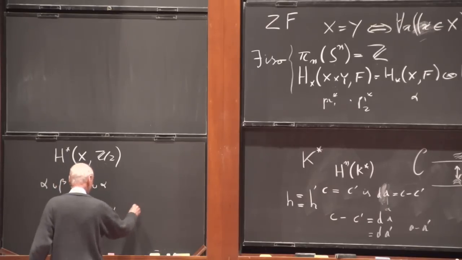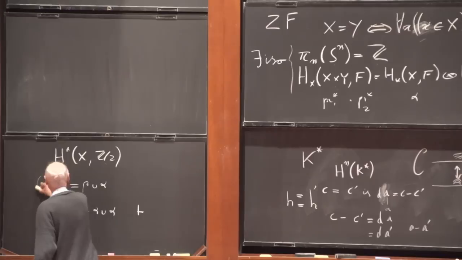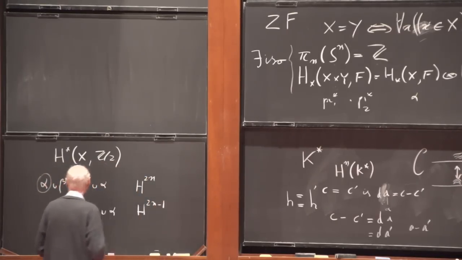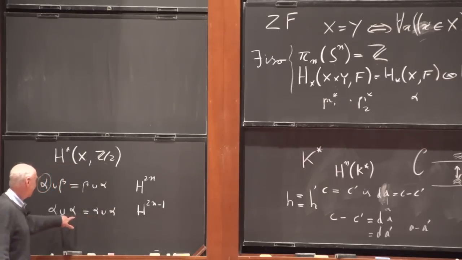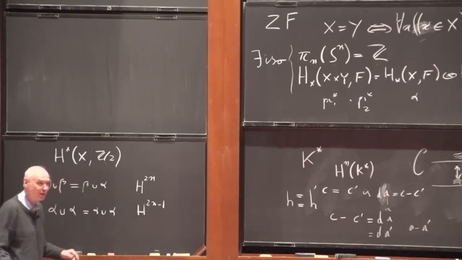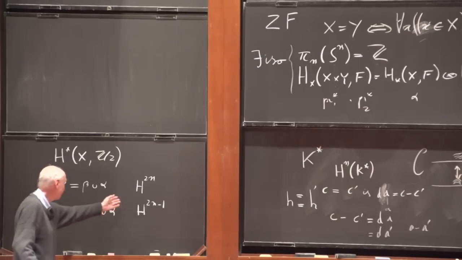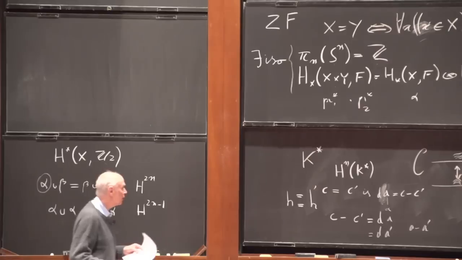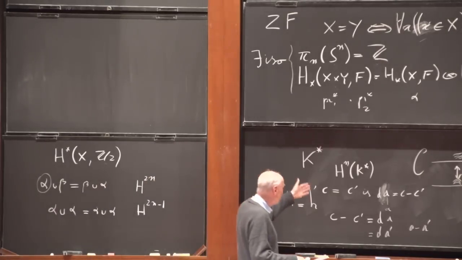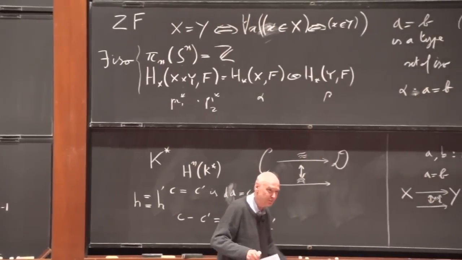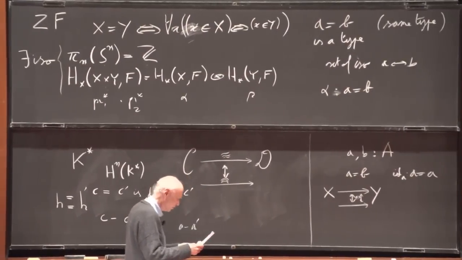And so from your class alpha you started with, not only do you get a cup product in H2n, but the fact that you have two proofs of equality of alpha cup alpha with itself will give you a cohomology class in H2n minus 1, which is some Steenrod square of alpha. So it's useful to keep track of those equalities in a number of different contexts.